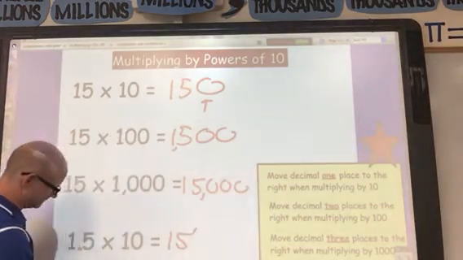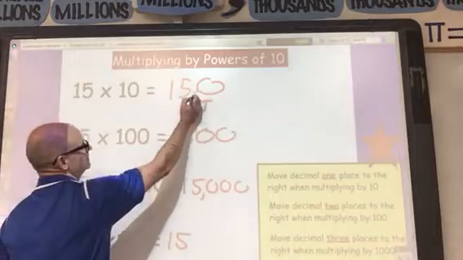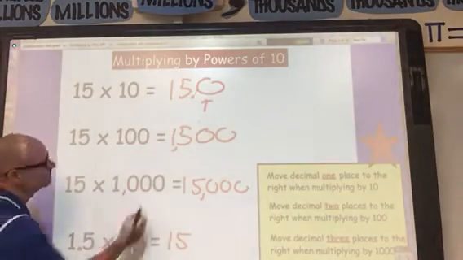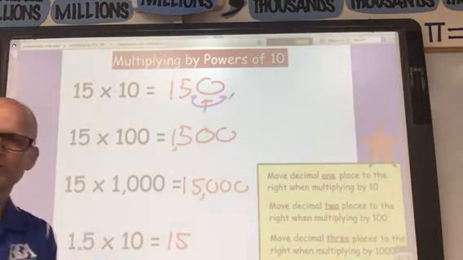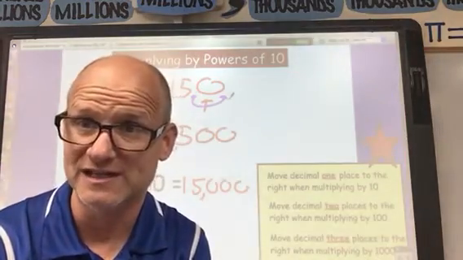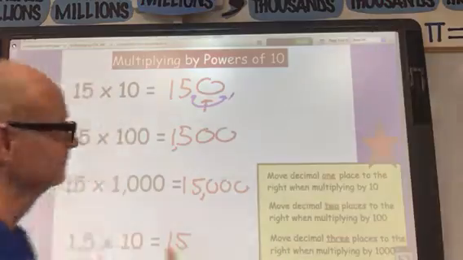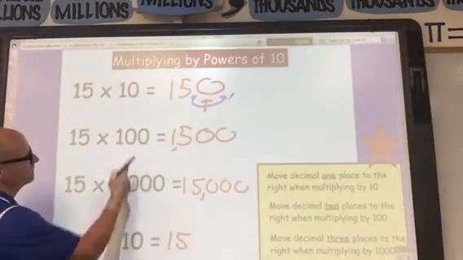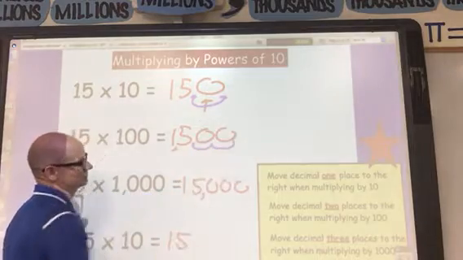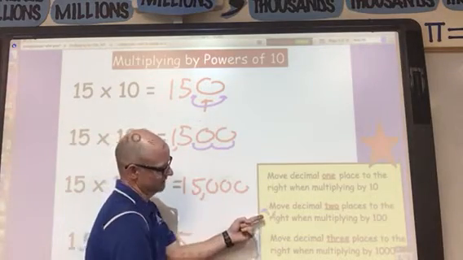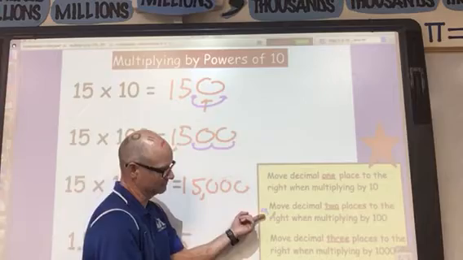So technically, I have taken the decimal, which was originally here, and I've moved it one place to the right. And as I move it one place to the right, what do I have to insert in that place? A 0! And then if I multiply by 100, I'm taking the decimal and moving it 2 places to the right. That's what this says right here. I take the decimal and move it 2 places to the right.